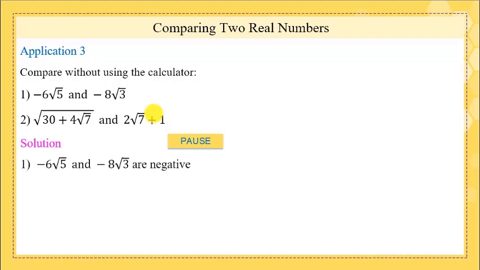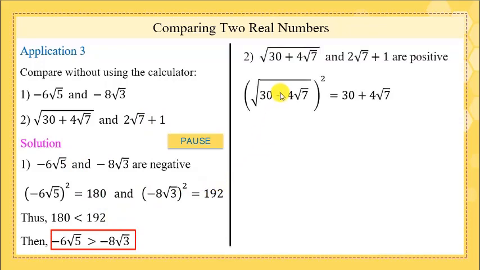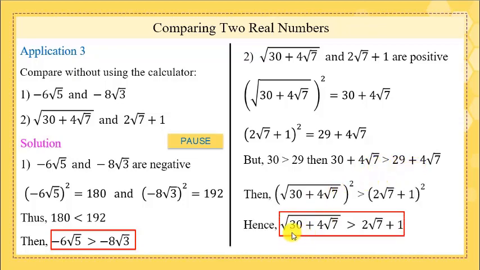Okay, the first part is the same as the previous example here, and for the second part we square both numbers and we get two numbers after simplification. But since 30 is greater than 29, 30 plus 4 radical 7 is greater than 29 plus 4 radical 7, then we get that this number is greater than this number.